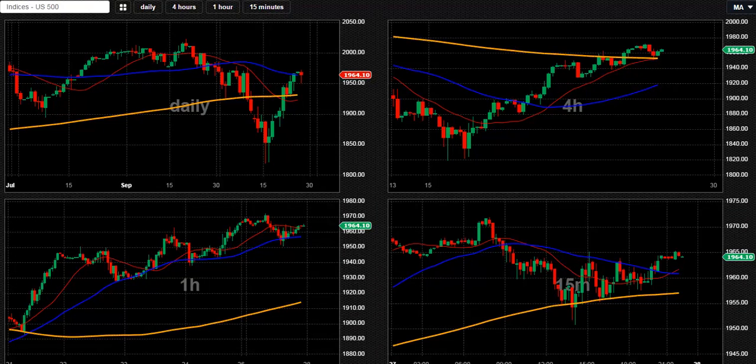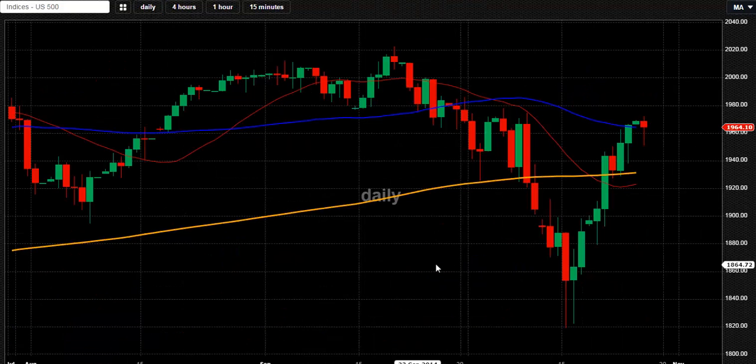We are looking at the multiple time frame analysis for US 500 or S&P 500. This quadrant here is our daily, 4-hourly, hourly, and 15 minutes. So I'll make those charts larger. So this is our daily.